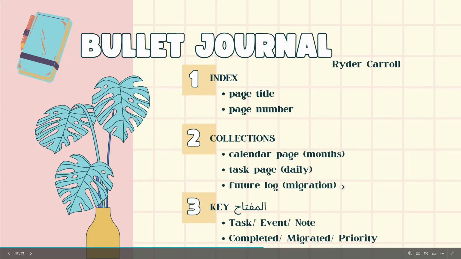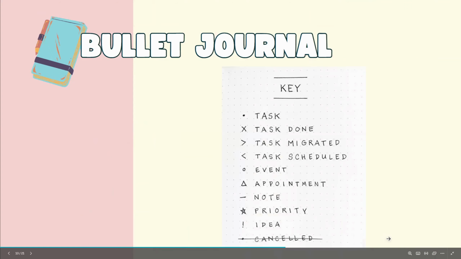And in order to put everything in a nice system, you just need the key. The key tells you if it's a task, an event, or a note, if you have completed it or you have migrated it. And if it is a top priority, you will put a little dent next to it. So for example, this is the key that is usually proposed.